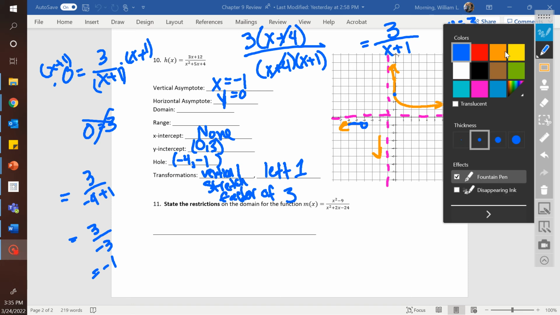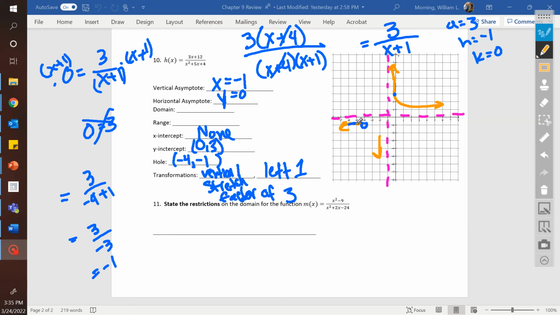And I actually don't know if I did the hole in the previous problem. I did it a couple of hours ago, so I'm trying to remember. I don't remember doing the hole in the previous problem, but there's the hole for this one, -4, -1. Maybe I didn't even finish the problem, so maybe I didn't finish it.